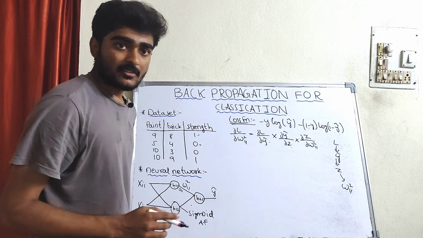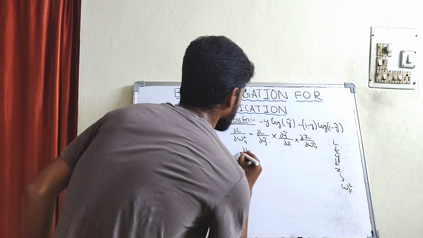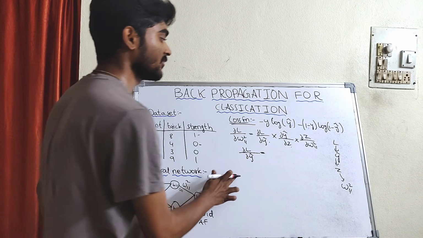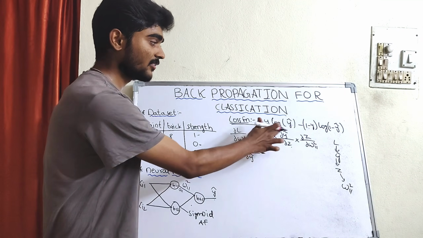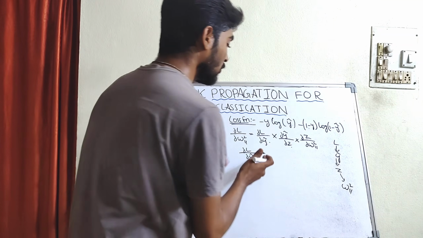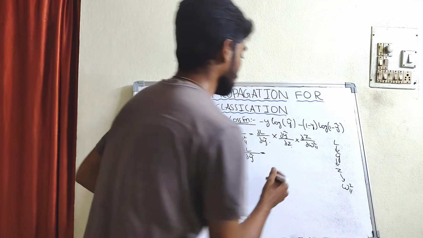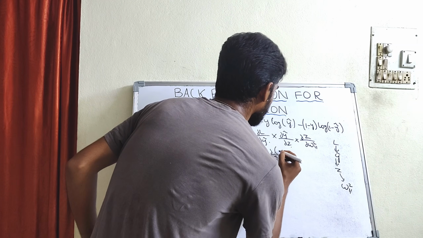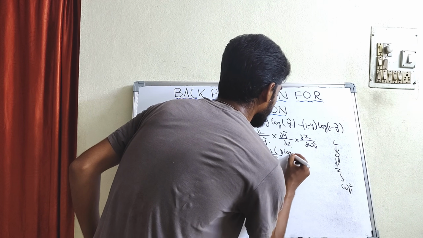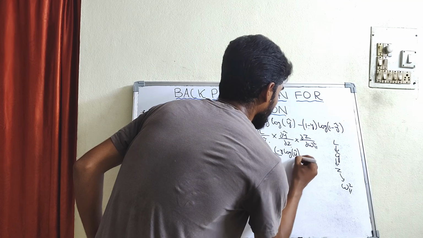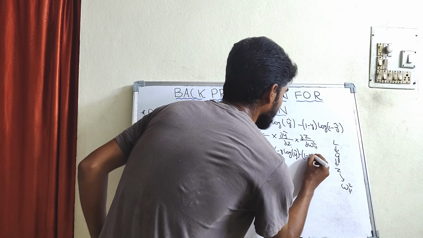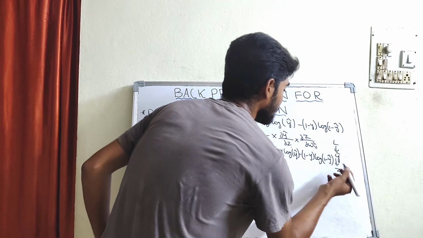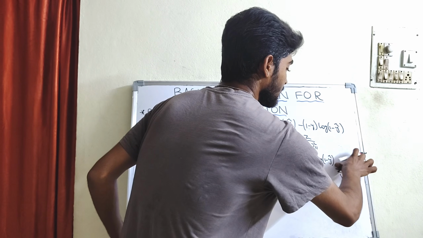Now first let me calculate this derivative value. Dou L by dou y hat is equal to, what is my loss function? My loss function is this. This is the loss function equation. Now when I find the derivative with respect to this loss function, y hat minus y log of y hat minus of 1 minus y log of 1 minus y hat. Okay, let me rub this.